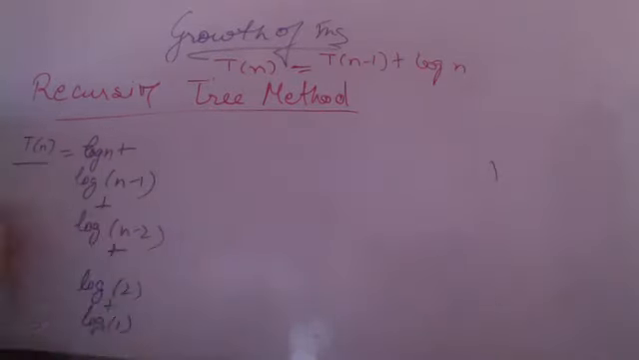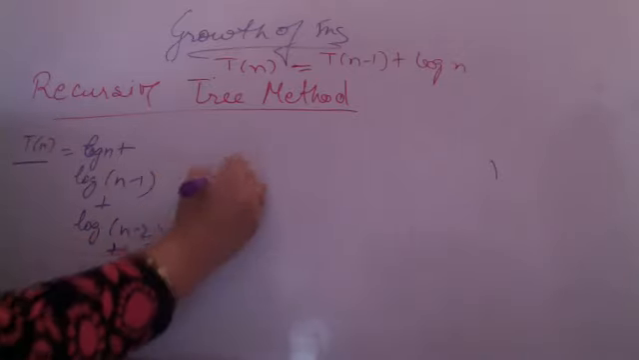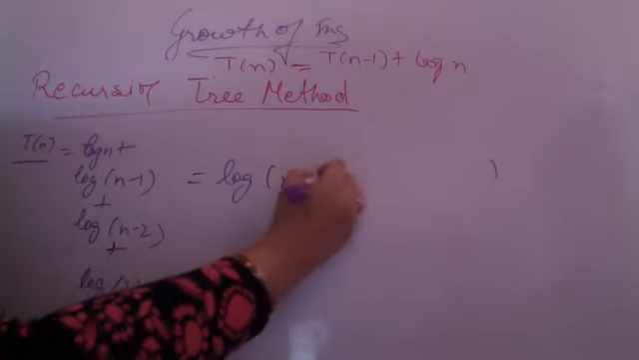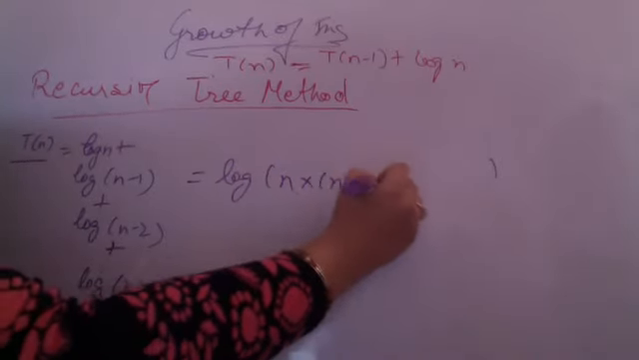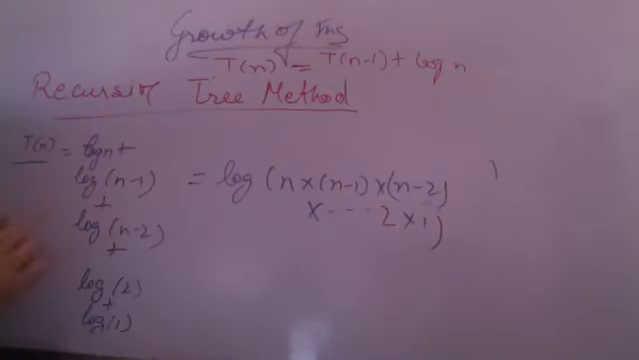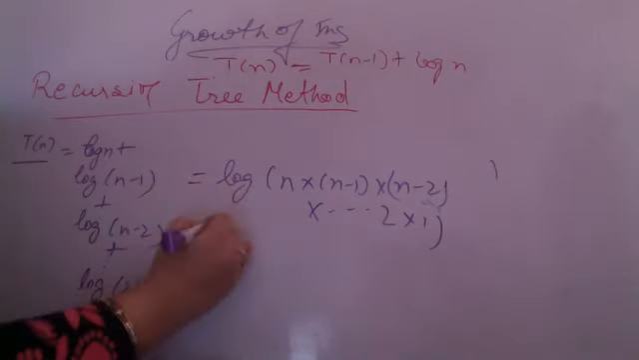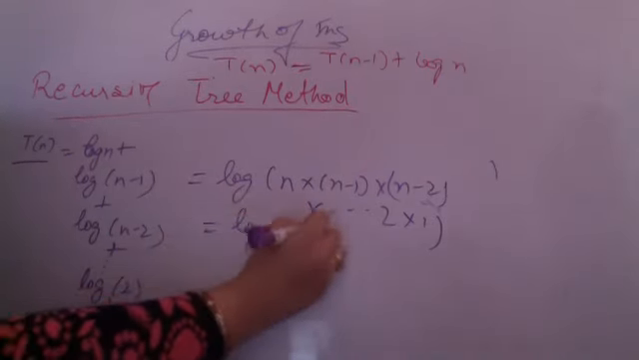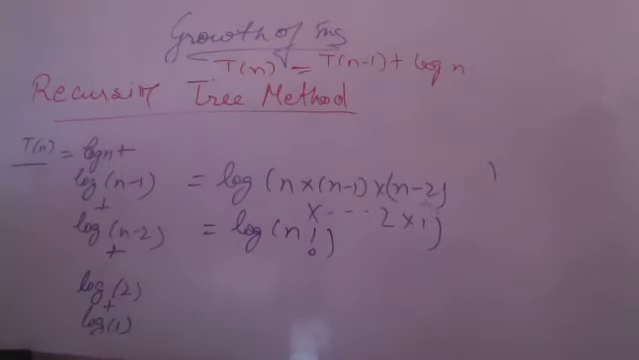And by the very property of log, if I am having log n plus log of n minus 1 plus log of n minus 2, can I write this all as log of n into n minus 1 into n minus 2 into 2 into 1? Can I do that? Basic logarithm property. Yes, ma'am. This becomes log of n factorial.